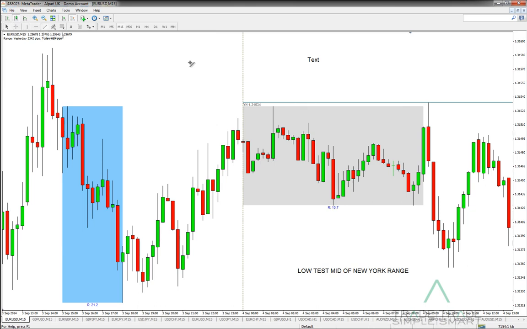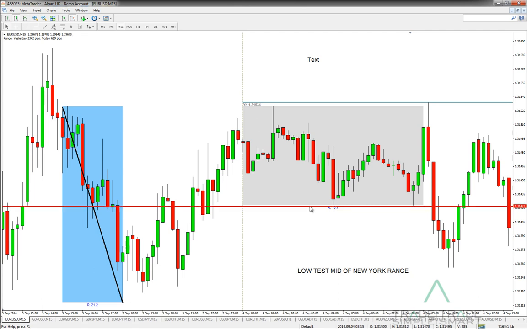and also the majority of the pairs. So again, if I mark out the high to the low of the prior day's US session, mark out the current day's low, and we measure the range, we have a 21 pip range from the high to low of the prior session. And if I align it with the current day's Asian low, we have a 10.7 range.